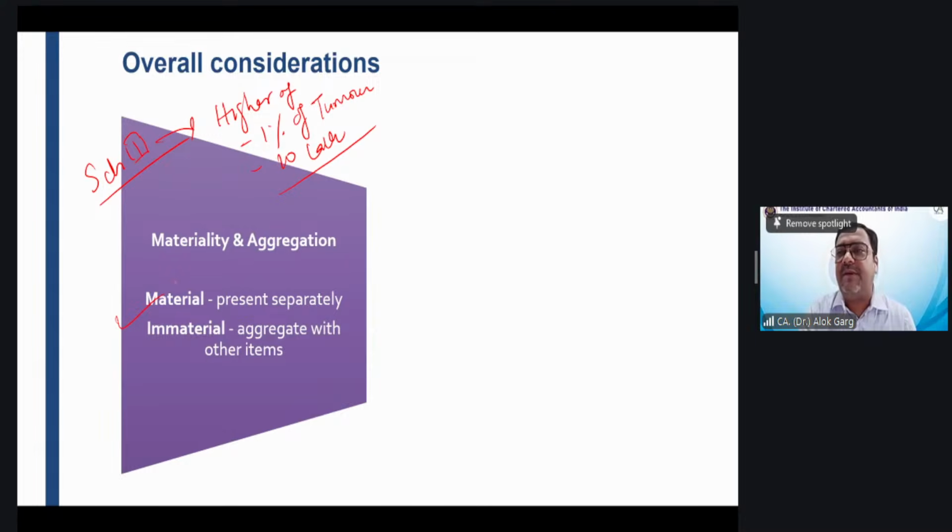Every company prepares a materiality policy. If it is an immaterial item, a small item. The company is a $1 billion company. They have given an advertisement worth 1 lakh rupees, right? They did some charity for 20,000 rupees. They purchased stationery for 2 lakh rupees. All these are immaterial items. Should I show all these expenses as a part of the notes to accounts? Or can I club it as other expenses or miscellaneous expenses? Yes, I can club it. Aggregate with other items. If an item is immaterial, aggregate with other items.